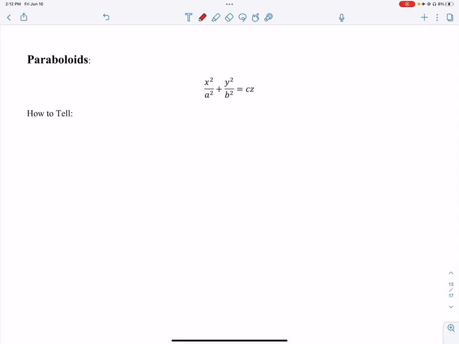In this video, we are going to continue our discussion of section 11.6 by discussing the paraboloid. So let's first determine how to tell that it is a paraboloid. The first thing that we need is three variables with two squares.